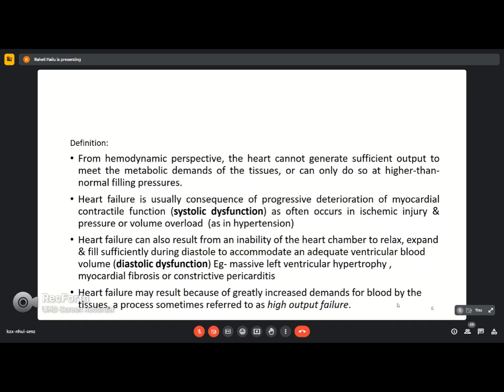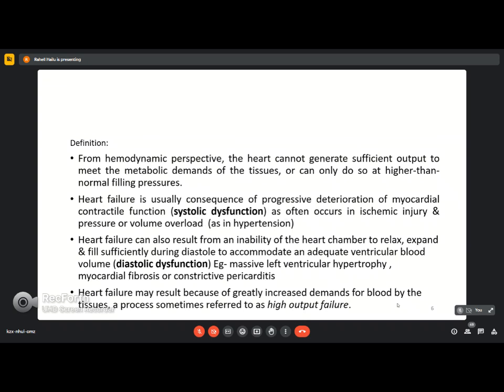Myocardial fibrosis: if there is a lot of fibrosis, fibrous tissue is not elastic, so it cannot expand, so filling is impaired. Also constrictive pericarditis, which is like a mass-like compression from the periphery of the heart, also decreases the ability of the heart to relax during the filling phase.